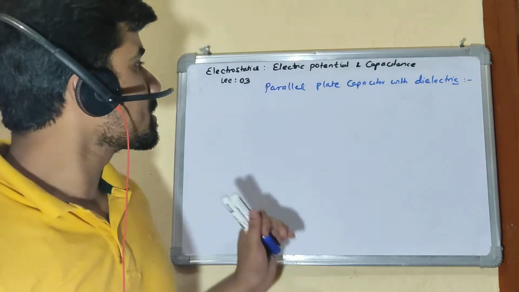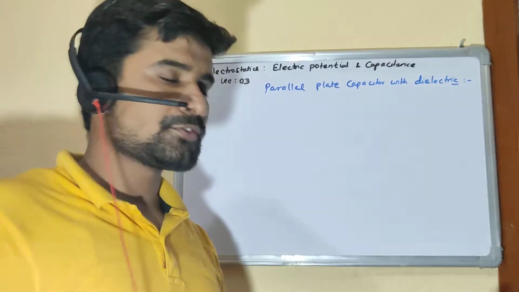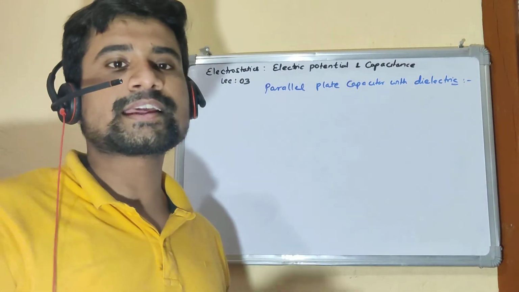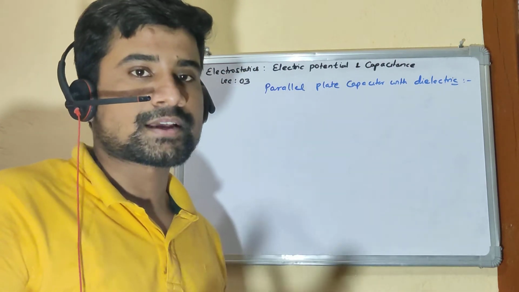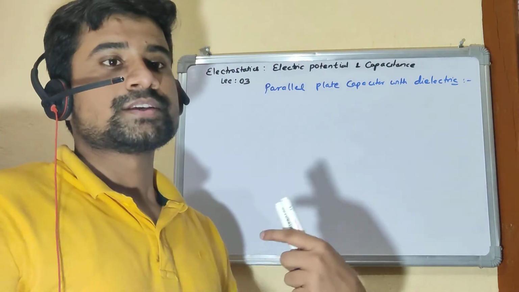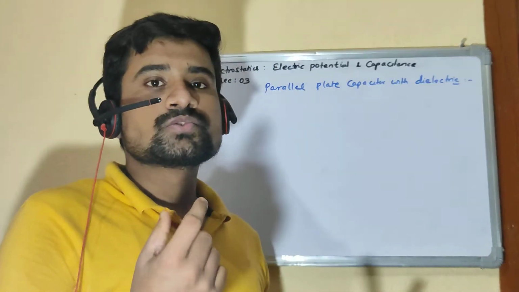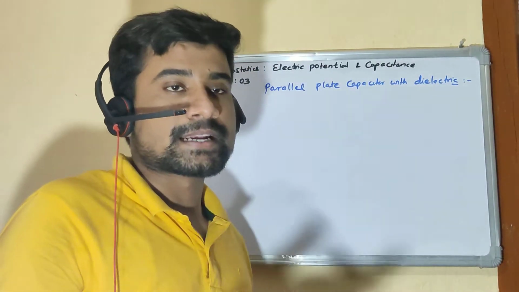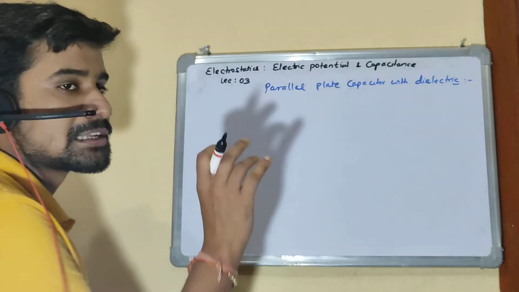Right. So next topic is parallel plate capacitor with a dielectric. We already discussed how dielectric affects the property of capacitance, how it affects the way the capacitor stores energy, and how we can choose a value of capacitance based on dielectric as well. Now let's discuss it specifically for parallel plate capacitor.